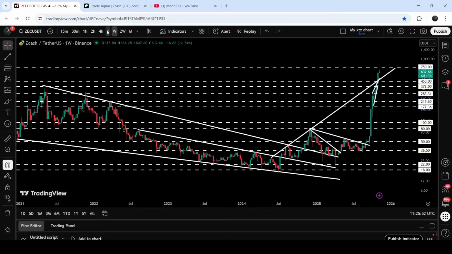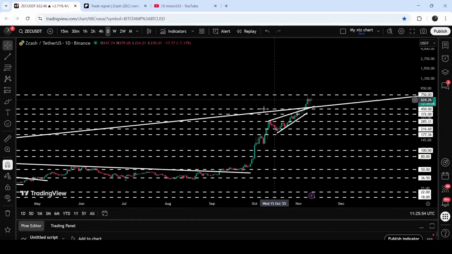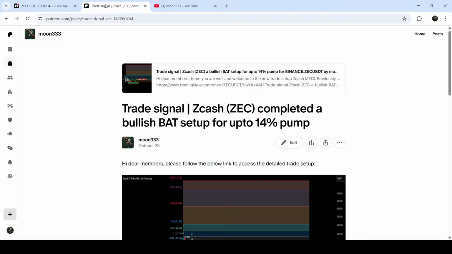And now, recently on the daily time frame chart, it has also broken out this rising wedge pattern and also broke out this very, very long term uptrend line resistance as well, and found another resistance here at $750. And in today's video, I would also like to share with you my most recent trade signal for Zcash that I shared a few days ago on 28th of October 2025. And so far, this signal has produced more than 130% very, very massive rally.